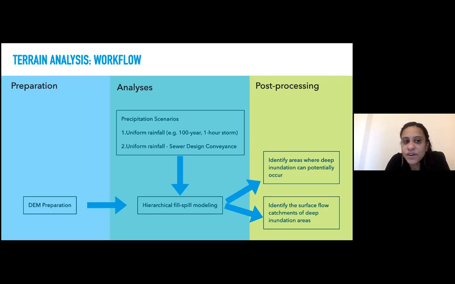And then in terms of our terrain analysis, we use hierarchical filling and spilling. So we basically just route water over land, over the surface, because we're assuming at these time scales that subterranean processes are negligible. We fill the pits that we're interested in as appropriate during the course of the events, and we allow spilling over the pits when they're inundated. And using this process, we can identify areas where potential deep inundation can occur, and identify the associated surface flow catchments of those deep inundation areas.